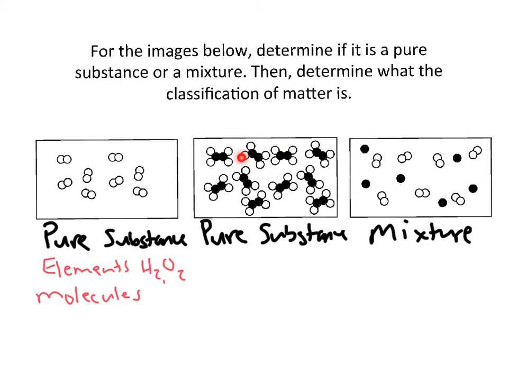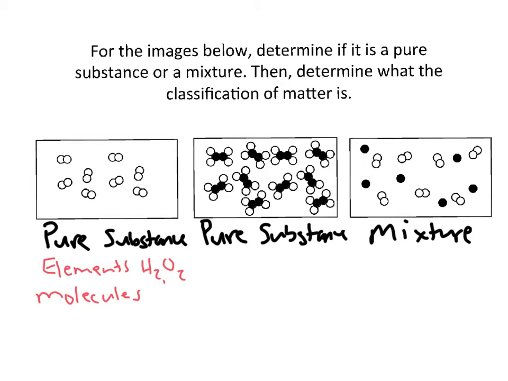All right, let's look at the middle one. Does the middle one contain elements? That's the first thing we want to check for. You might be tempted to say, yes, everything has to contain elements because elements make up everything. But that's not exactly what we're asking. We're asking, does it contain elements alone, meaning in an unbonded situation? And that's not what's happening here.